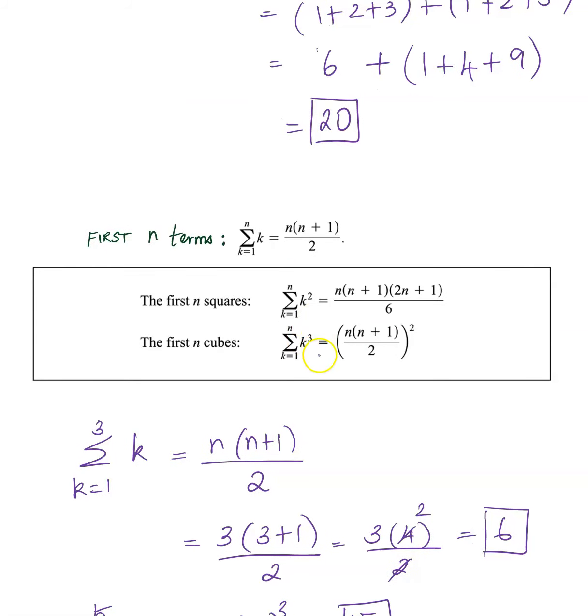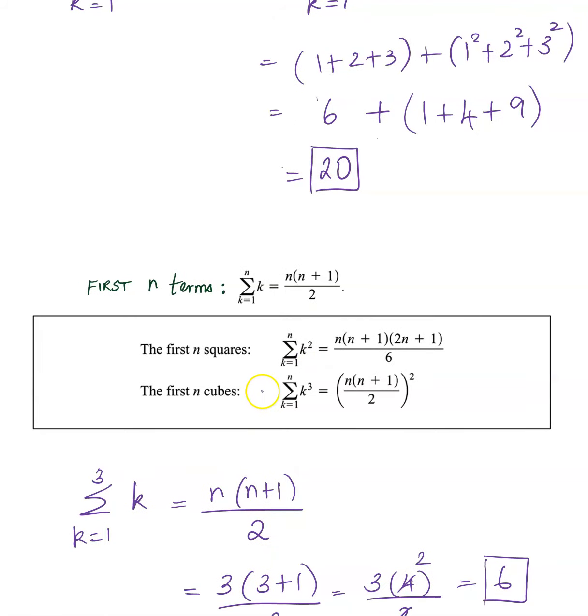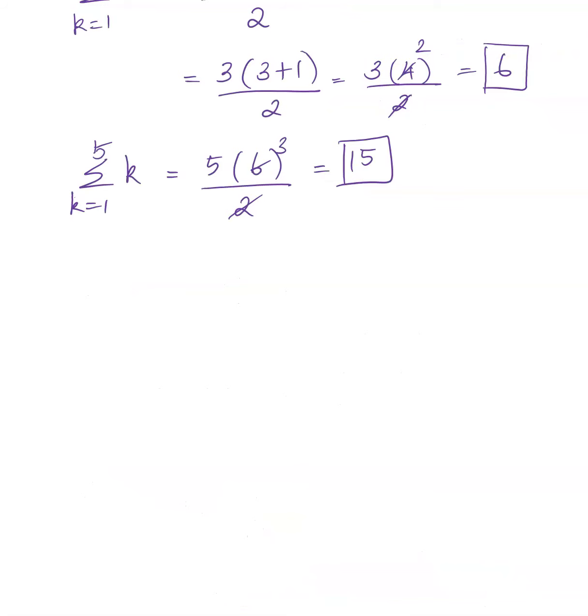For squared and cubed, the formula does look a little complicated. Actually, cubed is easier because it's just the same as summation k, and you just have to square that answer. But k squared is a little extra work. Again, you will find it helpful in examples that contain a large index. Okay, let's check out some examples on this.